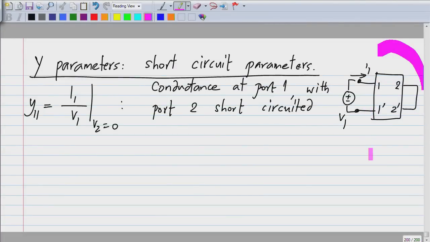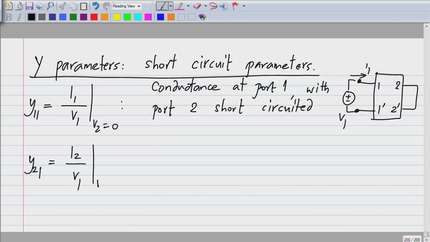Now, if you look at Y21, it is I2 by V1 with V2 equal to 0. The picture is the same except that you are not measuring I1, but you are measuring I2.